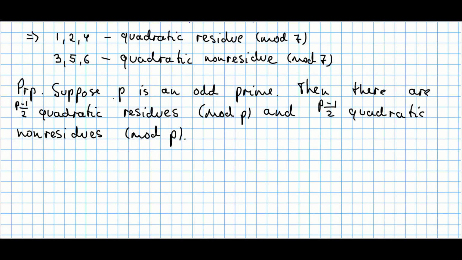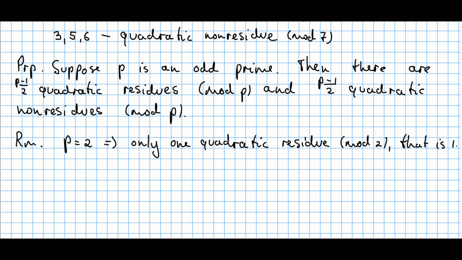Suppose that you have an odd prime number p. Then there are exactly (p minus 1)/2 quadratic residues modulo p, and the same amount, (p minus 1)/2, of quadratic non-residues modulo p. So for our specific case, if p is an odd prime number, which is 7 here, then we have (7 minus 1)/2, which is just 3 quadratic residues modulo 7 and 3 quadratic non-residues modulo 7, as we had before right over here.